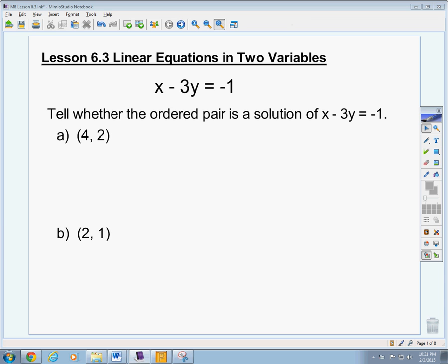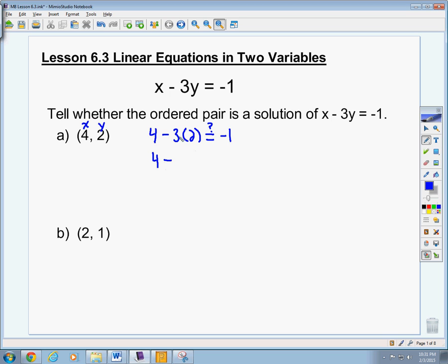So let's just start with a simple equation here with two variables, x minus 3y equals negative 1. We want to know whether some x and y values are solutions. Tell whether the ordered pair is a solution of the equation. Well, remember, our first coordinate is our x coordinate, our second coordinate is our y coordinate. We want to know if I input 4 and 2 into this equation, does it result in a true statement? Well, plug things in. Instead of saying x minus 3y, say 4 minus 3 times 2. We want to know, by inputting those two values, does that equal a negative 1?